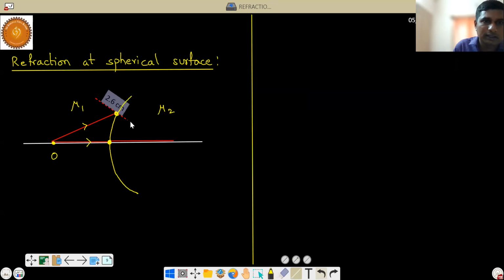Now we have to draw a normal like this. This is called the center of curvature. Now this angle is called the angle of incidence.